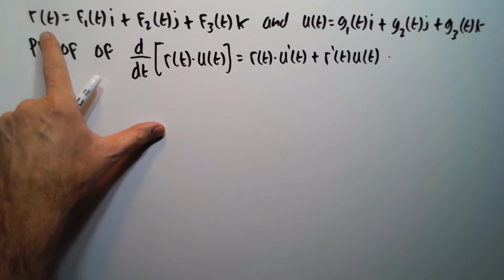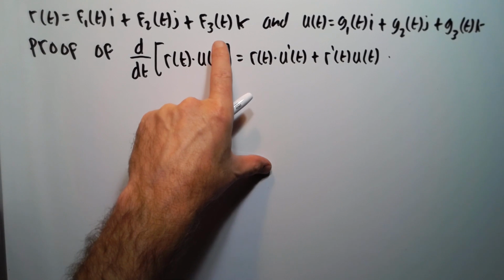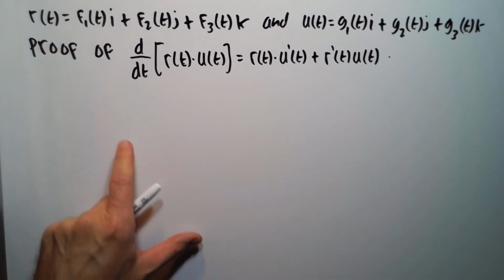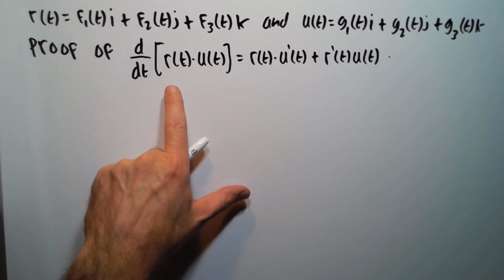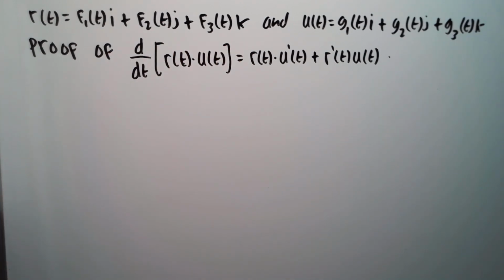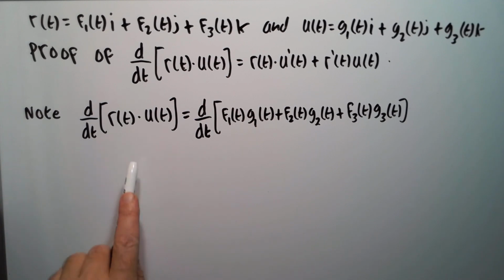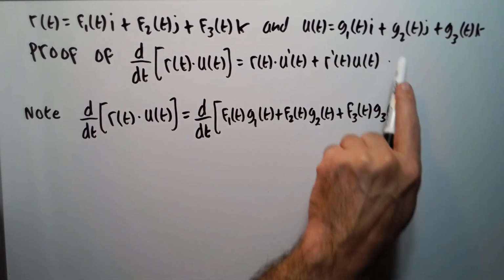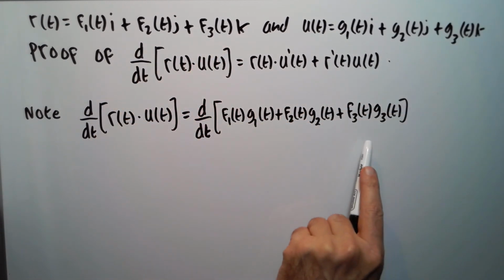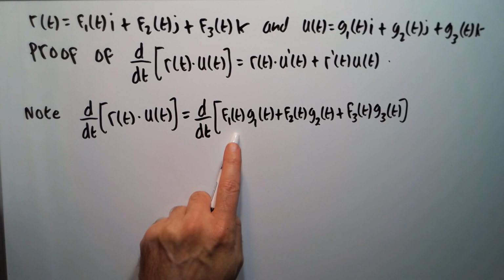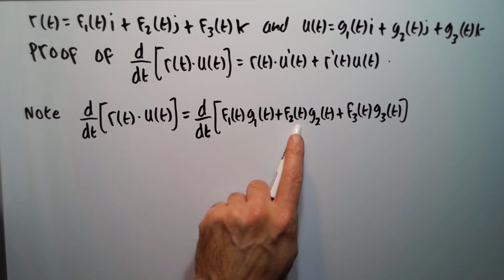Okay, so our r is equal to f1 i, f2 j, f3 k, u is equal to g1 i, g2 j, g3 k. So we need to prove this result here. So first let's look at this side right here. So let's make an observation. Okay, so r dotted with u will be f1 times g1, f2 times g2, f3 times g3. And now the f's and the g's are real valued functions, so they're like Math 150 functions. So we can apply the product rule to each of these.